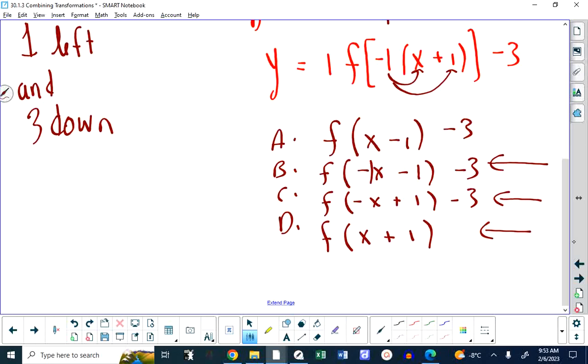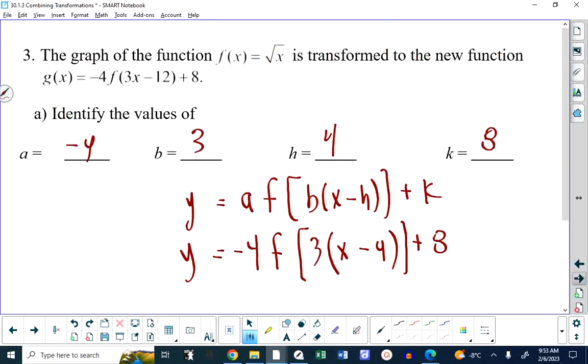So, what is happening here is vertical reflection, vertical stretch by a factor of 4, and again, I'm just abbreviating things. Horizontal stretch by a factor of a third.